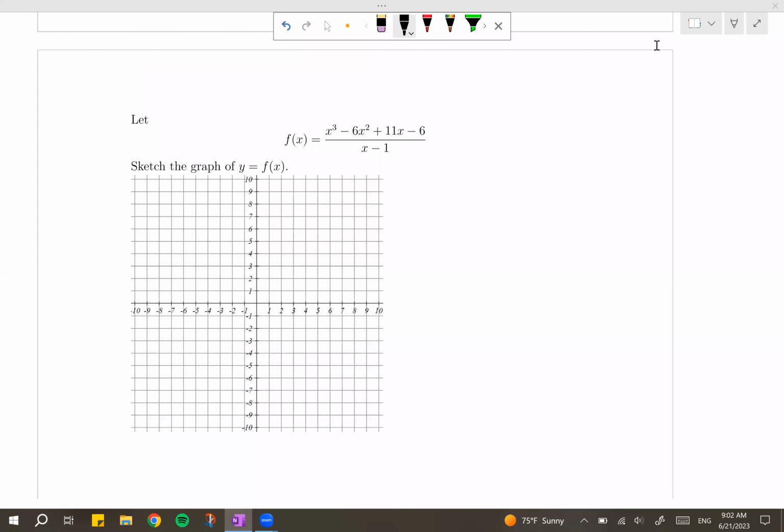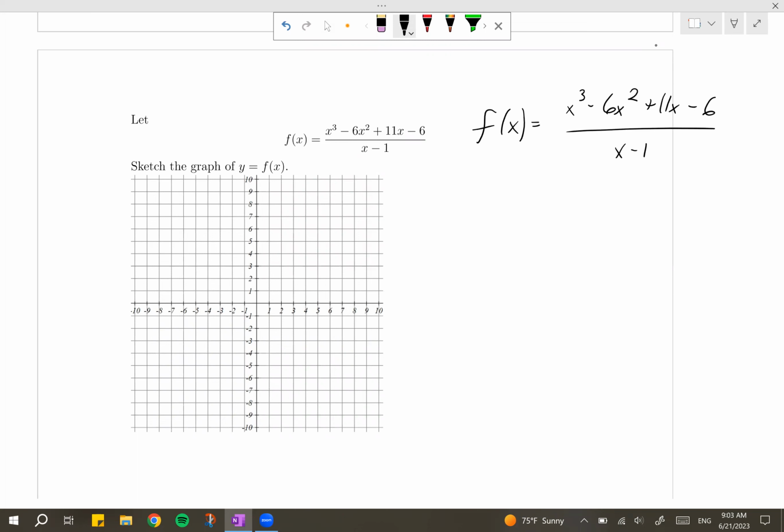Hey, so we have this problem and they want us to sketch the graph. All right. So first thing I see is we have this function. It says f of x equals x cubed minus 6x squared plus 11x minus 6 over x minus 1.